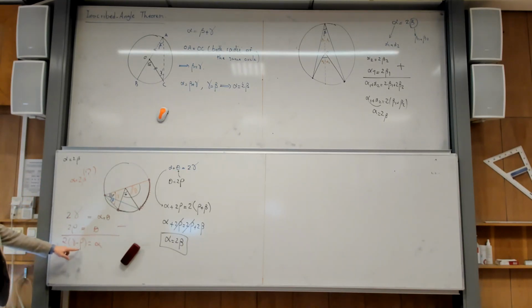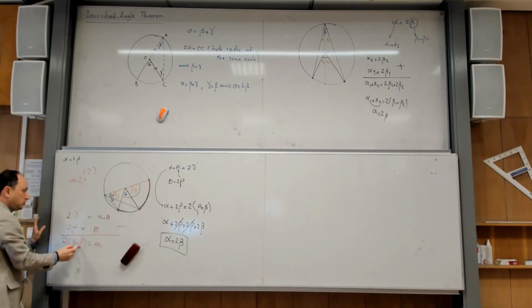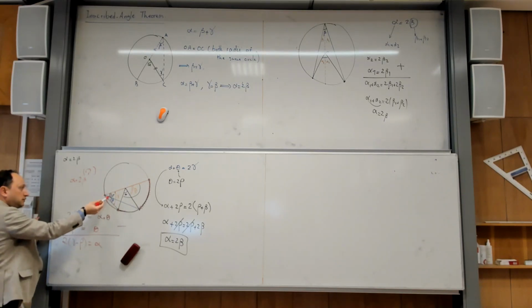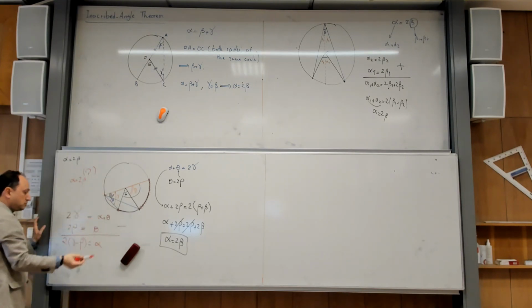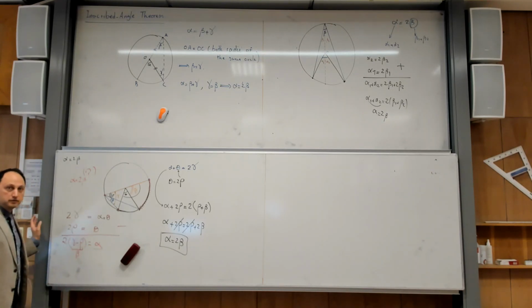But look at the picture now. Gamma is from here to here. Rho is from here to here. If I take rho away from gamma, what is left for me is just beta. So this one is nothing except beta. So this means 2 times beta is alpha.